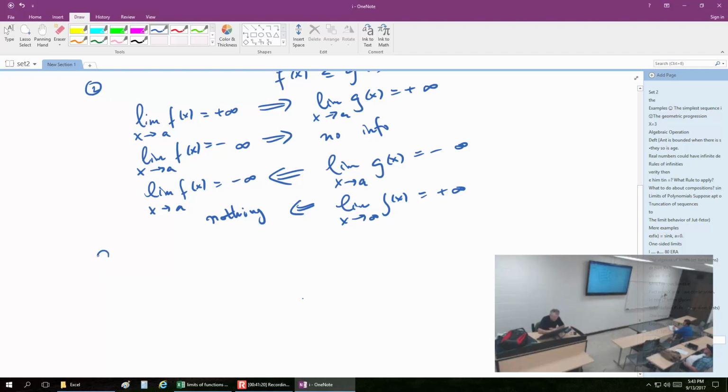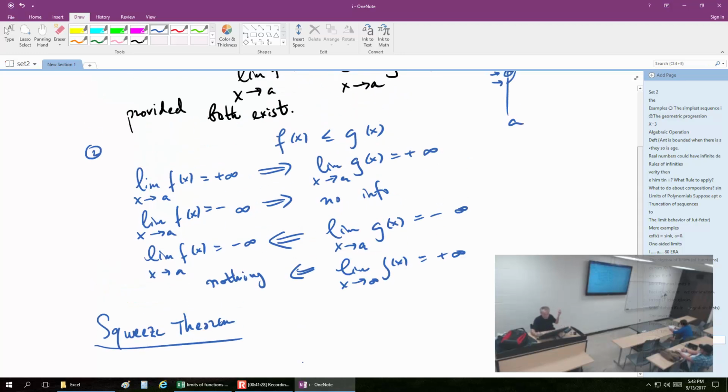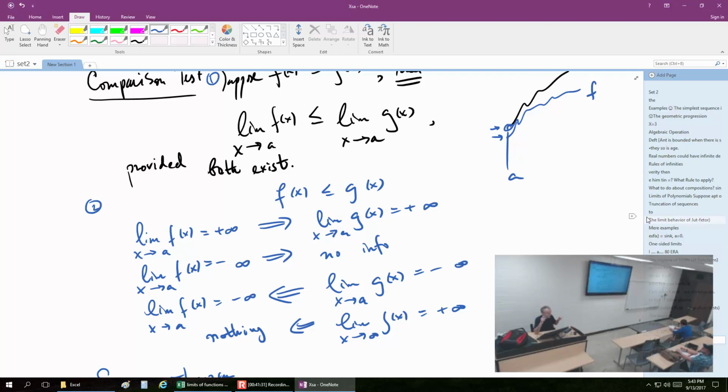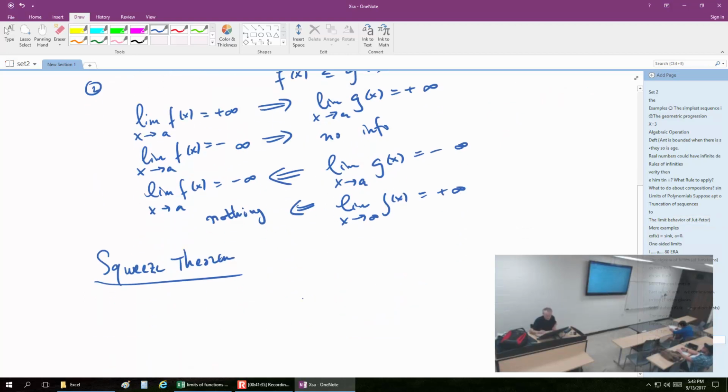Okay. So the Squeeze theorem. That is when one function is squeezed by two. Before, one function was dominated by the other, and sometimes that means something, sometimes it doesn't mean anything. But when a function is dominated by two, just like with sequences, say f of x less than or equal to h of x less than or equal to g of x. So once again, the sandwich situation.